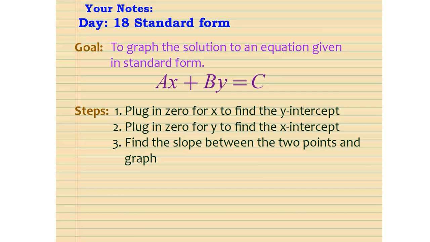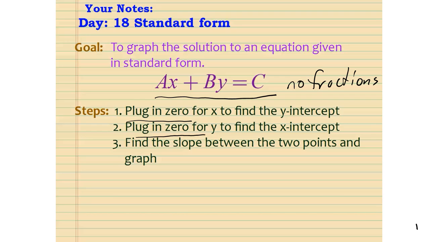So here are your notes. Again, ax plus by equals c is what's called standard form. Notice that x and y are on the same side of the equal sign, and the capital letters remind us that there are no fractions. C will be on the other side of the equal sign by itself. Write down the steps. We're going to plug in 0 for x and plug in 0 for y. It's what's called the cover-up method.